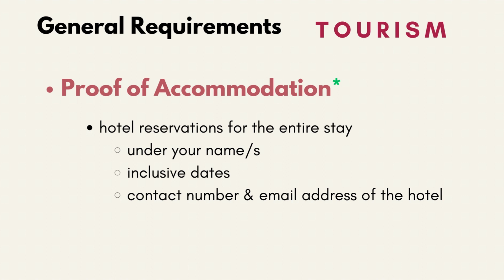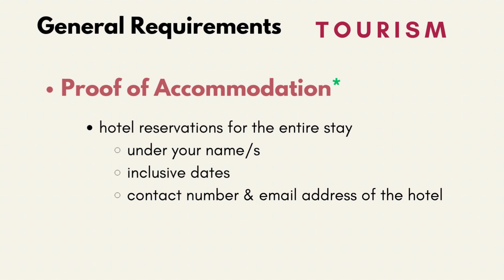The next one is a proof of accommodation. So this would be the different hotel reservations for your entire stay. Now take note, the hotel reservation must include or must be under your name. It should have the inclusive dates that you'll be staying there and the contact number and email address of the hotel.